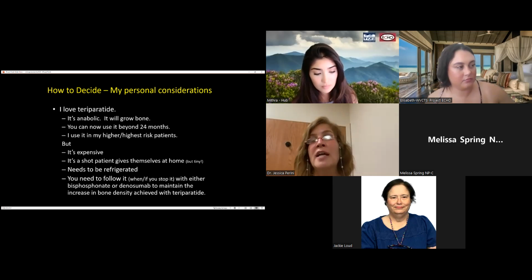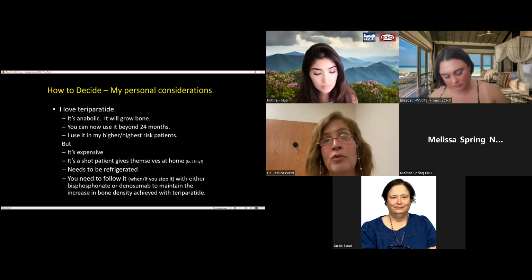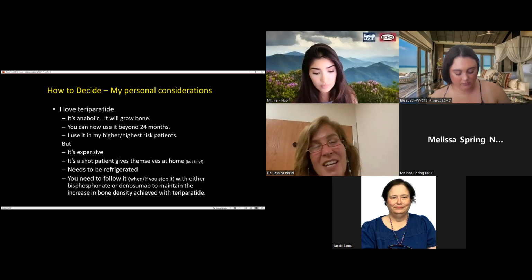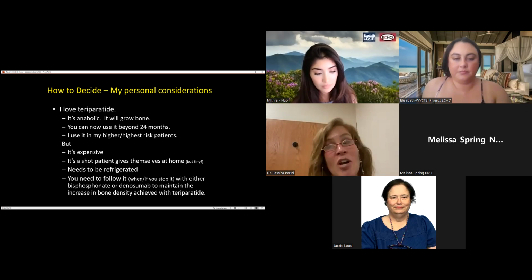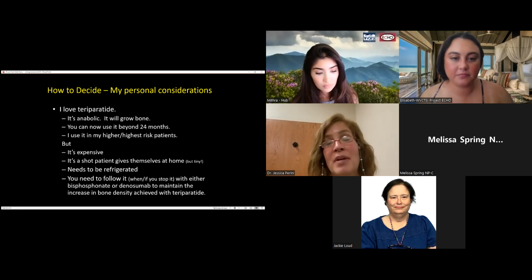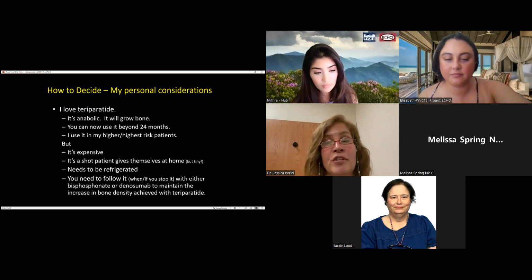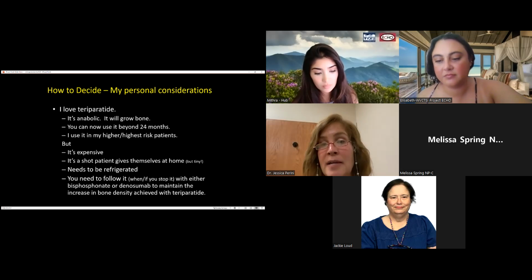It's getting older and a little bit less expensive, so it's not quite as hard to get it approved by insurance. It is expensive, so if insurance isn't going to cover it well, it could potentially be money out of the patient's pocket. It is an easy shot that patients can give themselves at home, but it is a shot patients give themselves at home. So if they're not comfortable with that, they're not going to go for this medicine. It does need to stay refrigerated. So if somebody's traveling, they need a little refrigerator lunchbox thing.